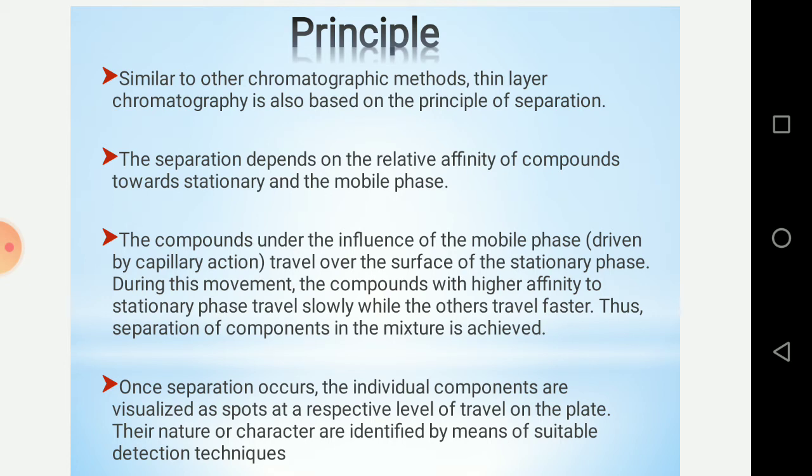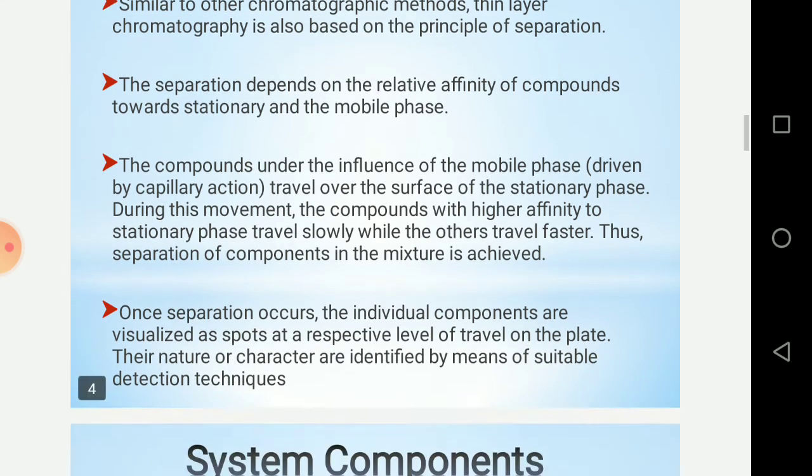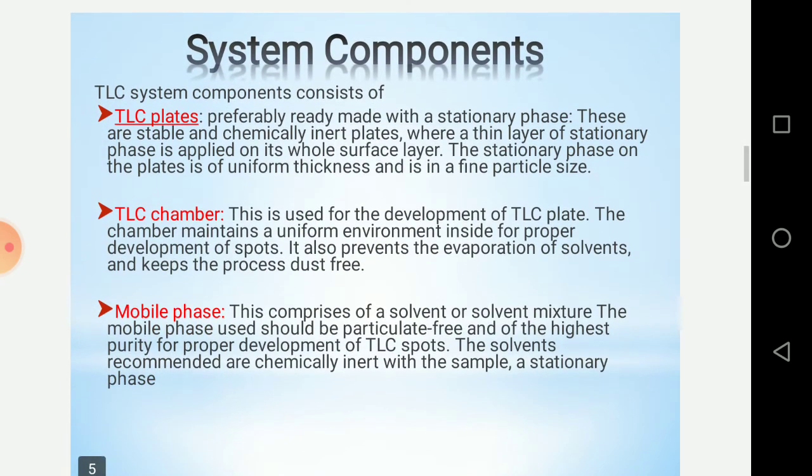Once separation occurs, the individual compounds are visualized as spots at the respective level of travel on the plate. Their nature or character is identified by means of a suitable detection technique. So the compounds get separated and their nature is identified by different types of suitable techniques. System components: thin layer chromatography consists of a TLC plate, a TLC chamber and a mobile phase.